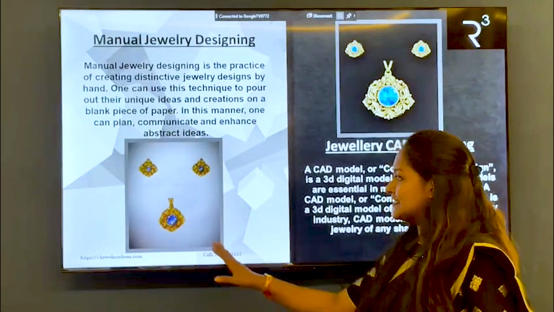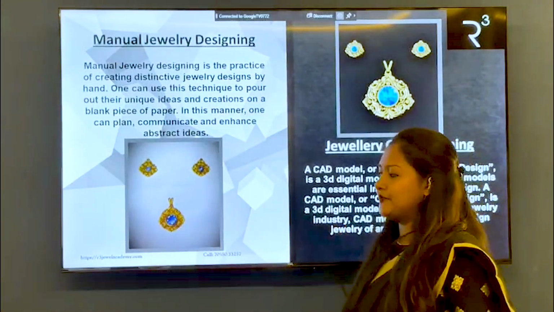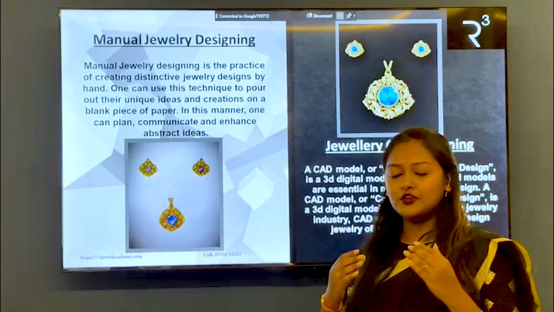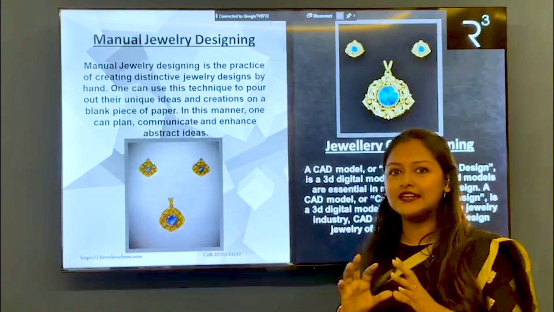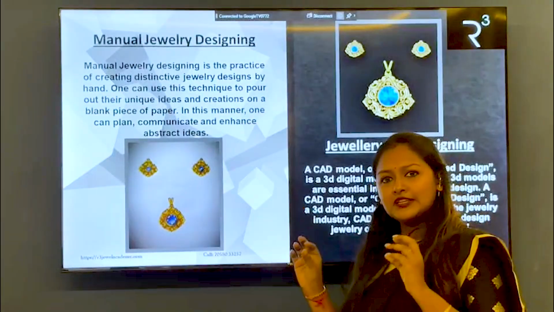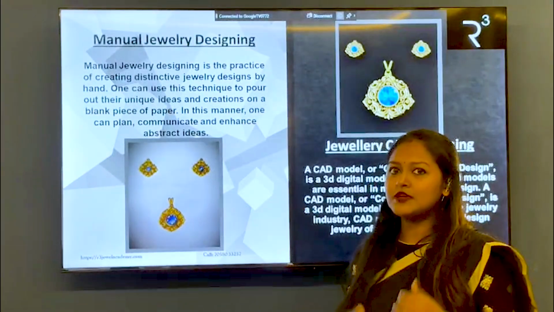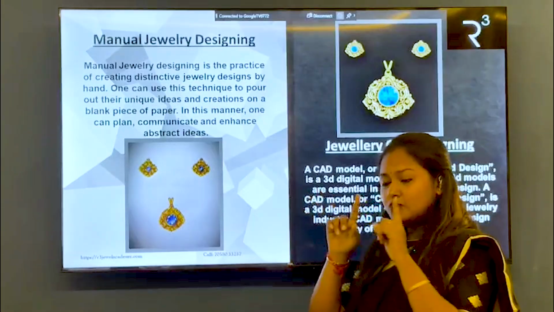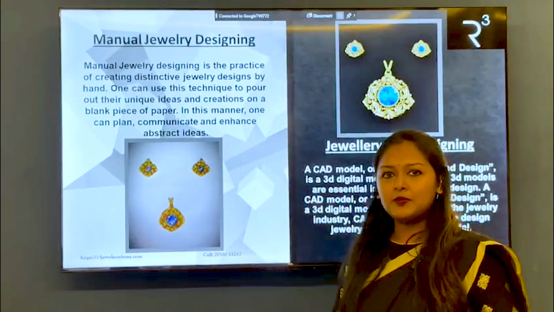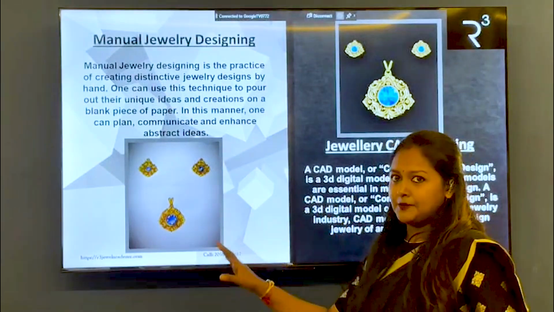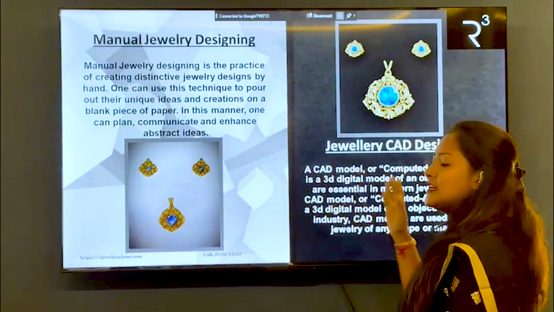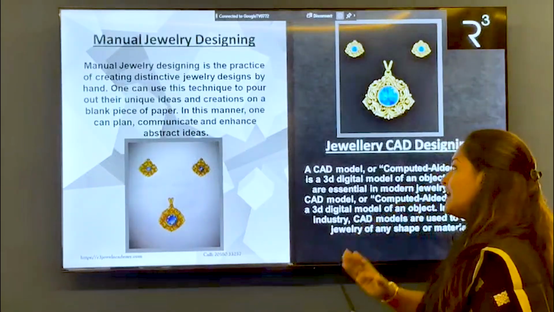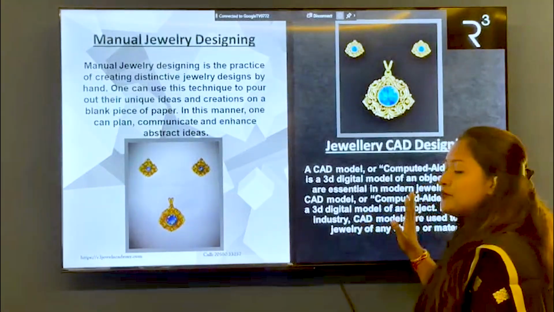Here you can see a manual drawing design. What is manual jewelry designing? Manual jewelry designing is when you close your eyes and visualize a design, where you're going to put the diamonds, the gemstones, the metal, and what settings you're going to use. When you visualize something and put it on paper, that is called manual jewelry designing. And when we convert the same thing in software, that is CAD, computer aided design.